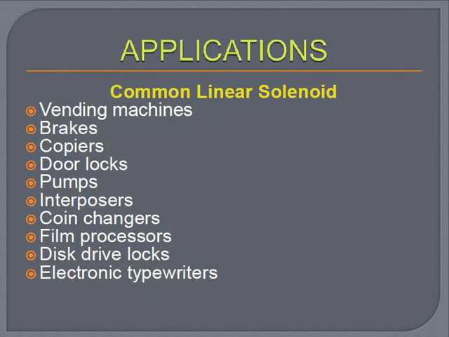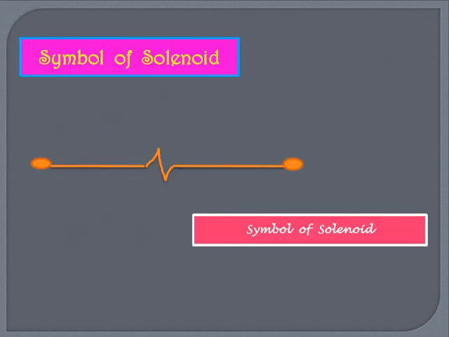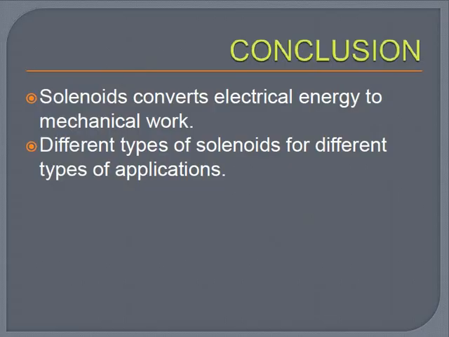These are the applications: vending machines, brakes, copiers, door locks, pumps, coin changers, film processors, disk drive locks, and electronic typewriters. This is a symbolic representation of the solenoid. Solenoids convert electrical energy to mechanical work, and different types of solenoids can be used for different types of application. Thank you. Stay connected for the next videos.